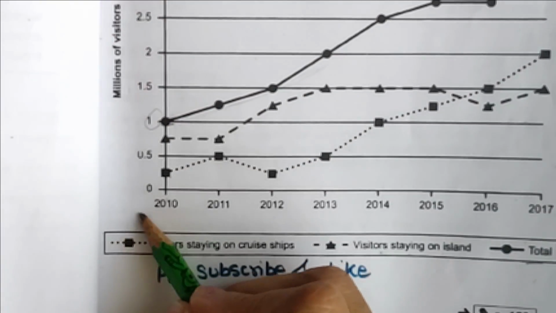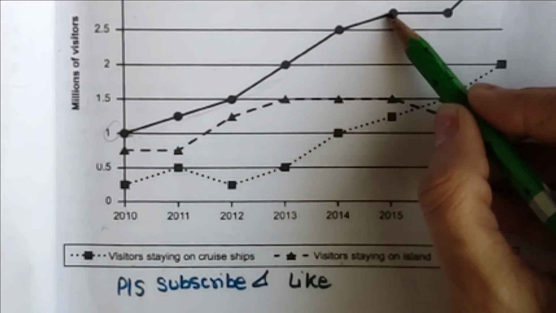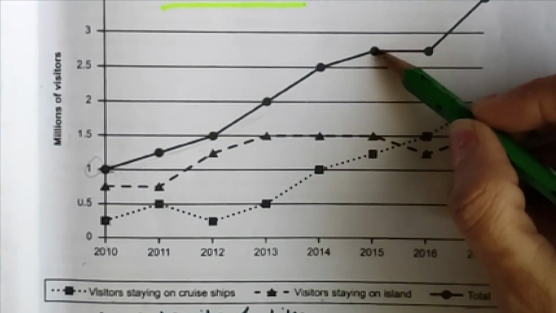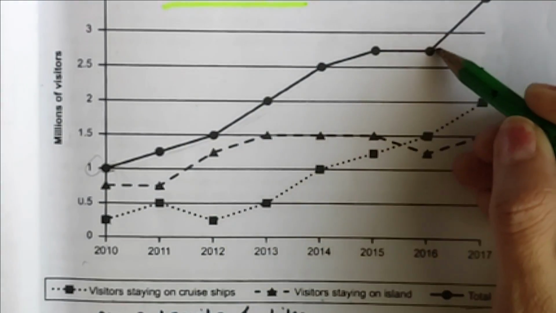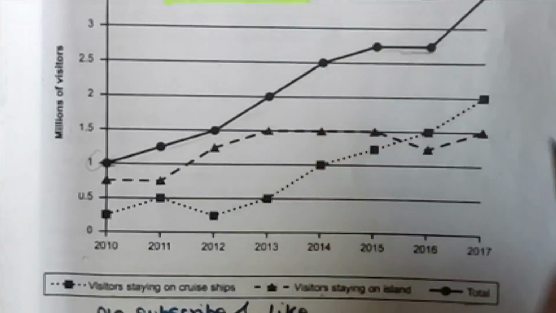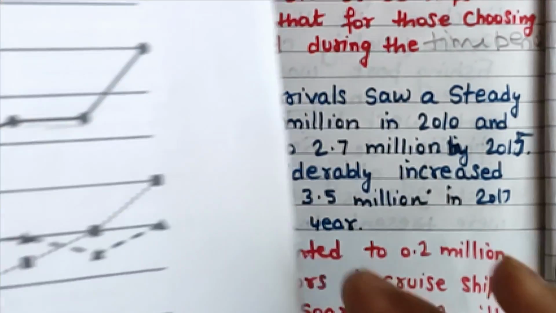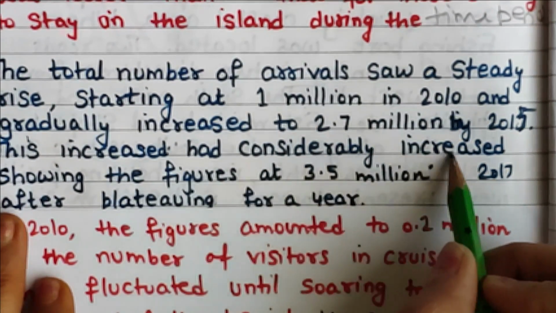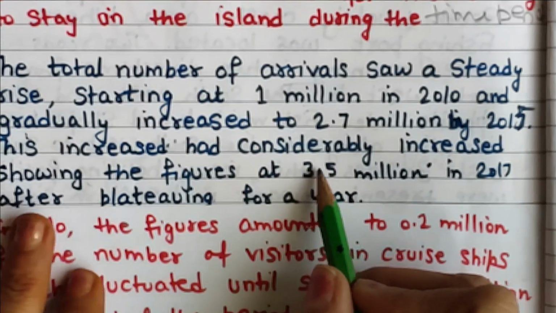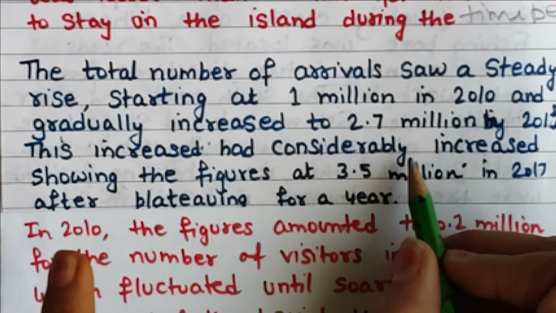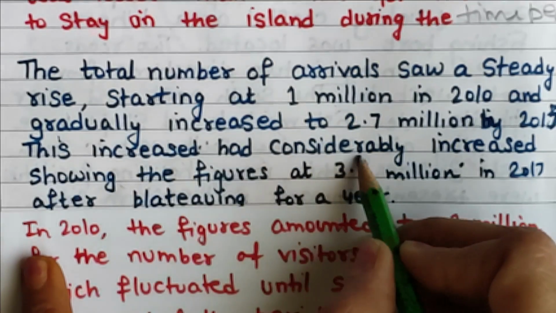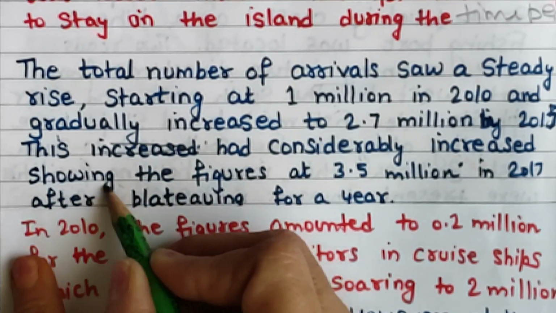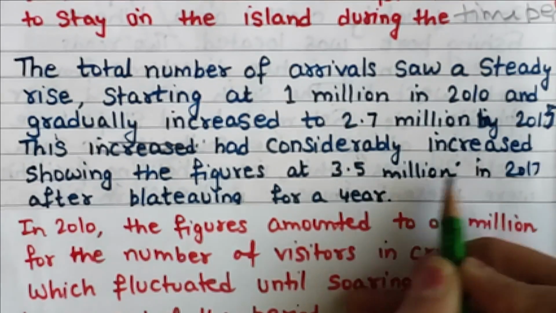Now after 2010, I have explained, gradually increased, slow by slow, year wise it was going up. So it gradually increased up to 2015, but in 2016 it was plateaued. You can see this. Okay, not in 10, sorry, 16. This is 16. This had considerably increased, showing the figures at 3.5 million in 2017.